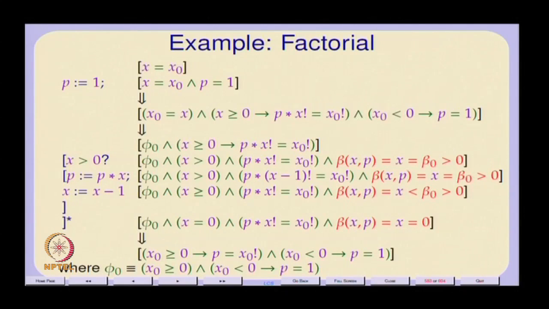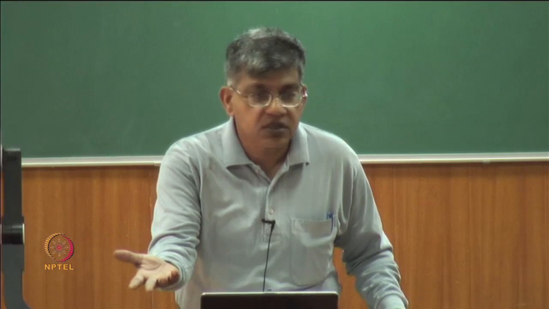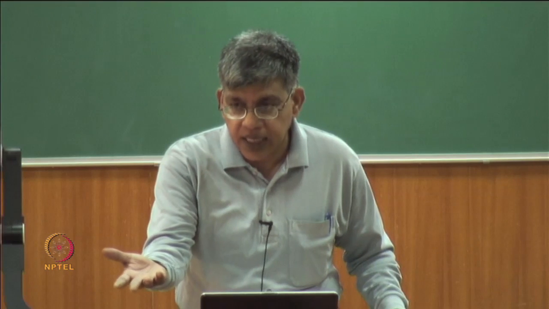And what I am saying is, part of the logic is that this whole predicate phi naught, and this x greater than or equal to 0, and p star x factorial equals x naught factorial, and x greater than 0, together actually imply this whole thing. And it brings in the bound function also automatically, because my bound function is just the variable x, the value of the variable x.